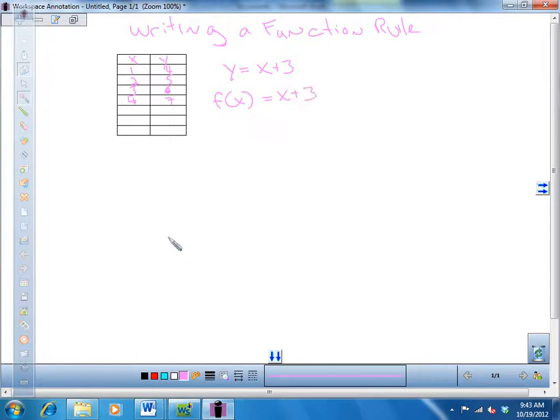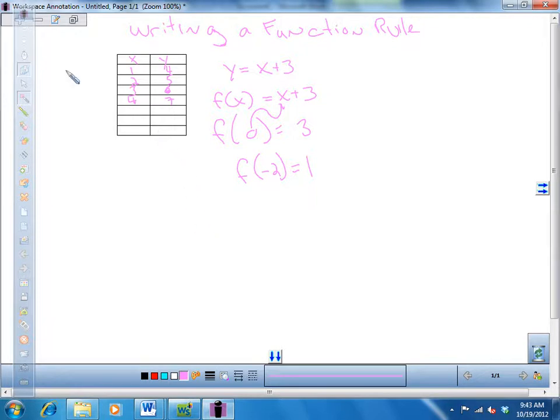If I wanted to know f of 0, what would that be? Plug it in. That means take 0 and put it in there for x. What do I get out? 3. Okay. What would f of negative 2 be? Plug in negative 2 in there. What do I get out? What's negative 2 plus 3? It's 1. Okay? And that's all there is to it. So that's one rule.